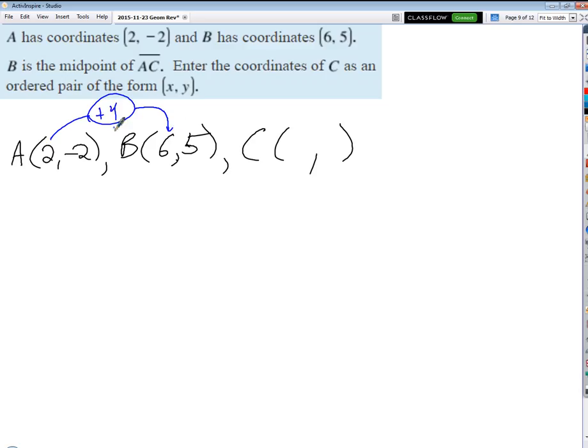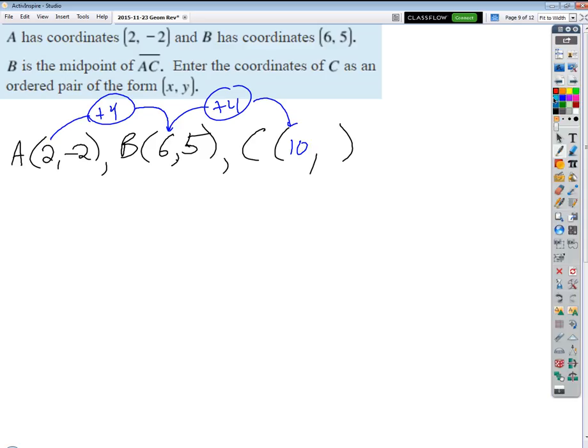Okay, here's your thinking. If I had to add 4 to get from the extreme endpoint to the middle value, that's only half the trip. I've got to do that again, right? I've got to repeat that same process to get to the other endpoint because this has to be the middle value, right? So if I add 4 to my middle value, what am I going to get? Yeah, got to add 4 again to the middle value and I get 10.